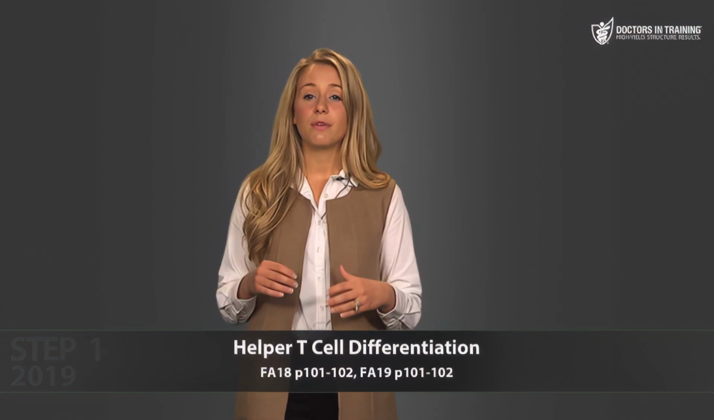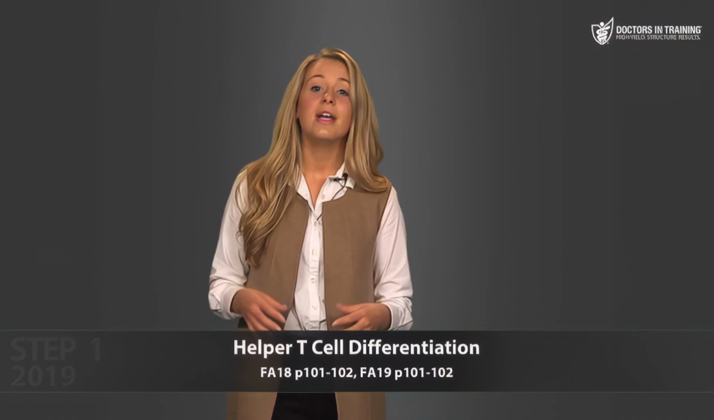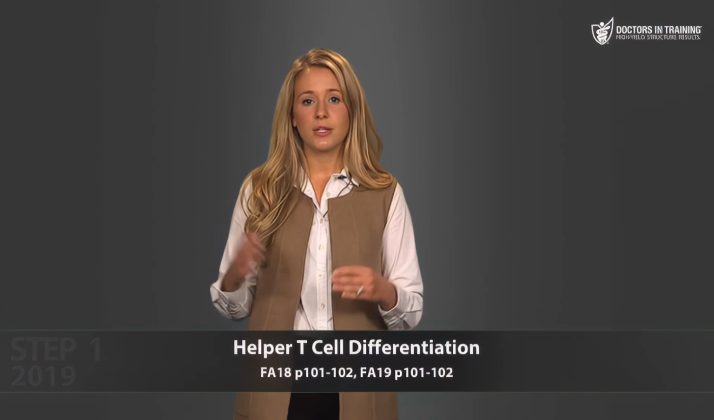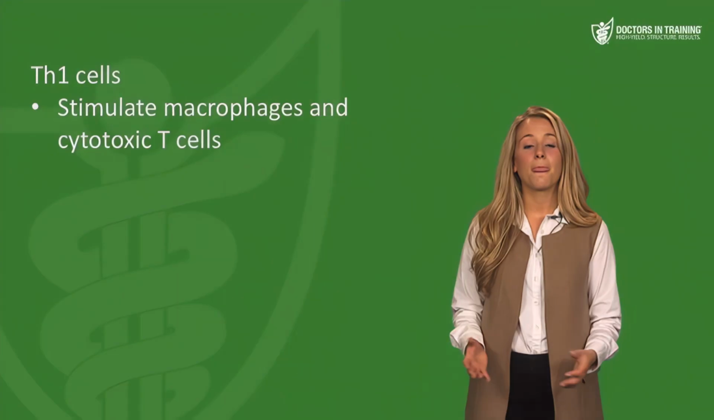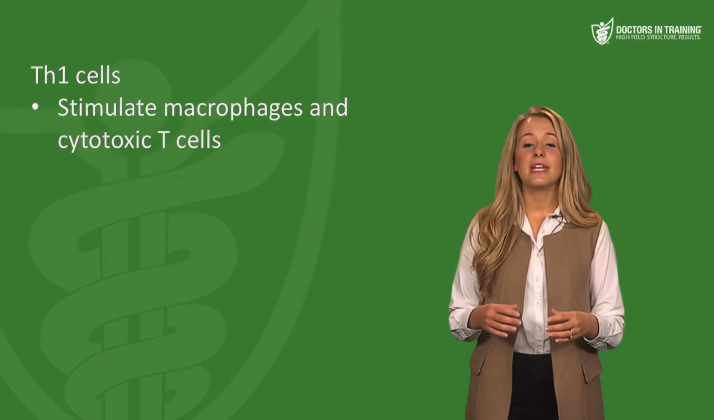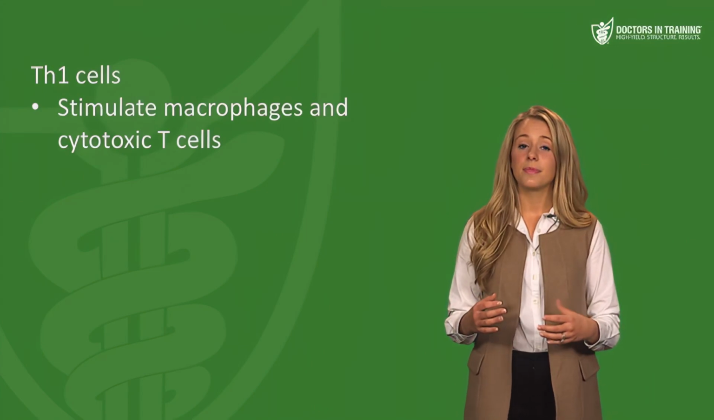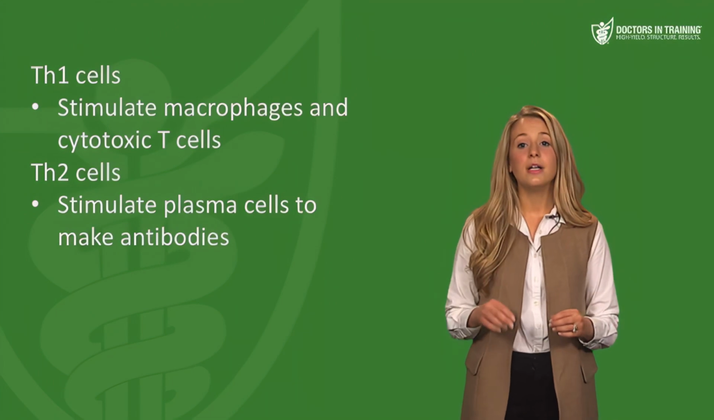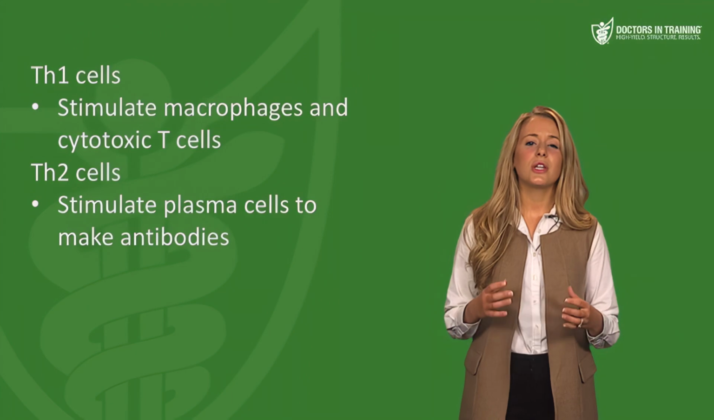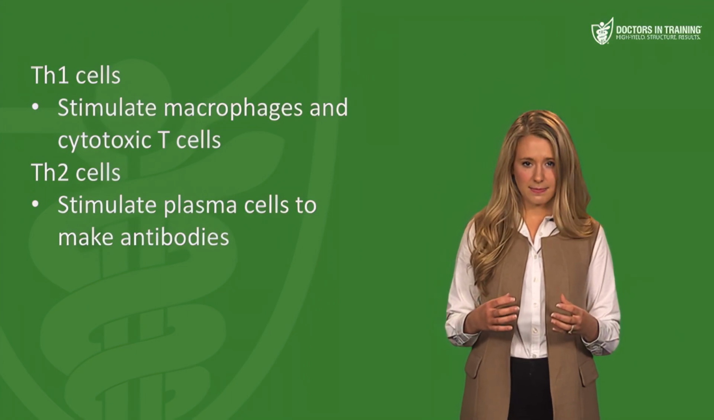Because once those CD4 helper T cells are activated, they can become either T helper 1 cells or T helper 2 cells, which have different functions. A T helper 1 cell stimulates macrophages, and they stimulate cytotoxic T cells. A T helper 2 cell stimulates plasma cells to make antibodies. So let's look at how this differentiation takes place.